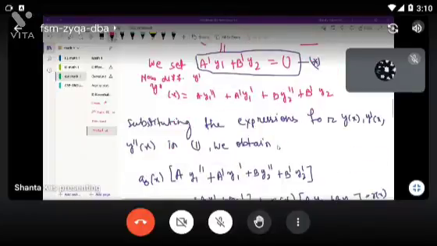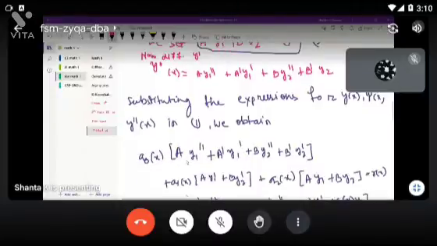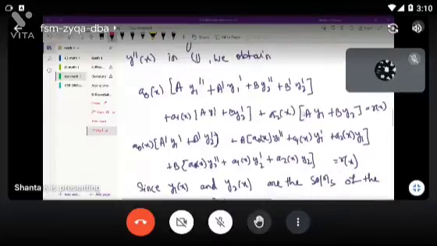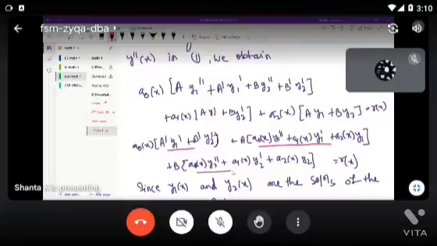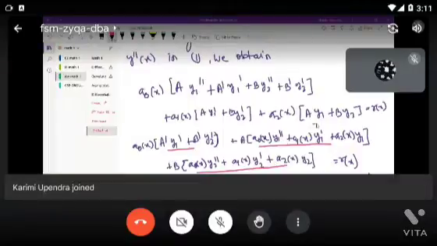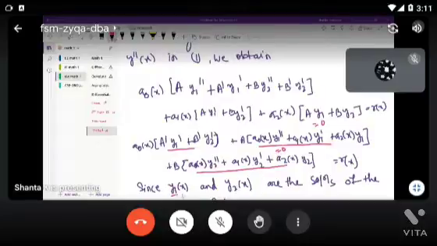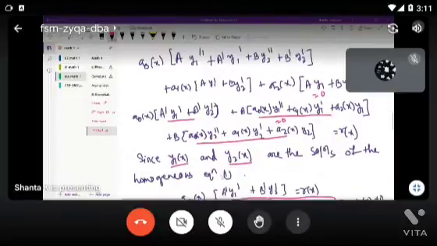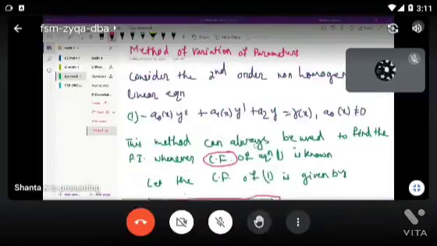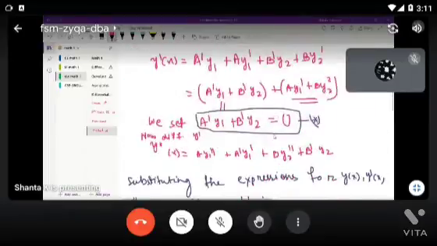Now you substitute the expressions for y(x), y dash x, and y double dash x in the equation 1, the non-homogeneous linear equation of second order. After substitution, this is what we are getting, and after doing the simplification, the coefficient of a is this and b is this. Now you remember y1(x) and y2(x) are the solutions of the homogeneous equation, so this will be equal to 0, and this also equals 0. Corresponding homogeneous equation means this equals 0.